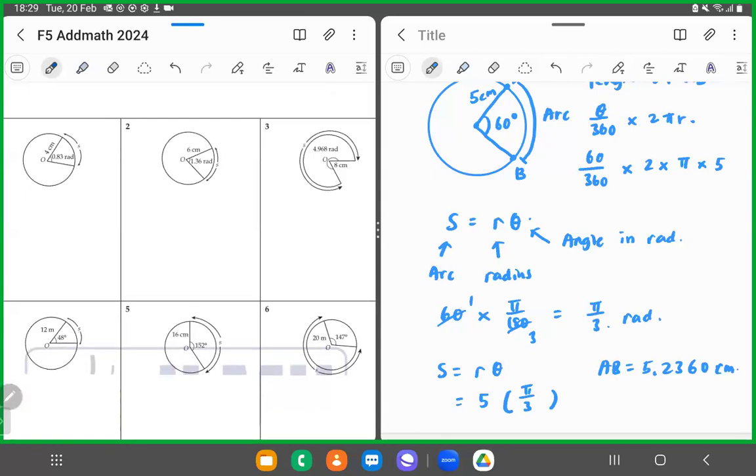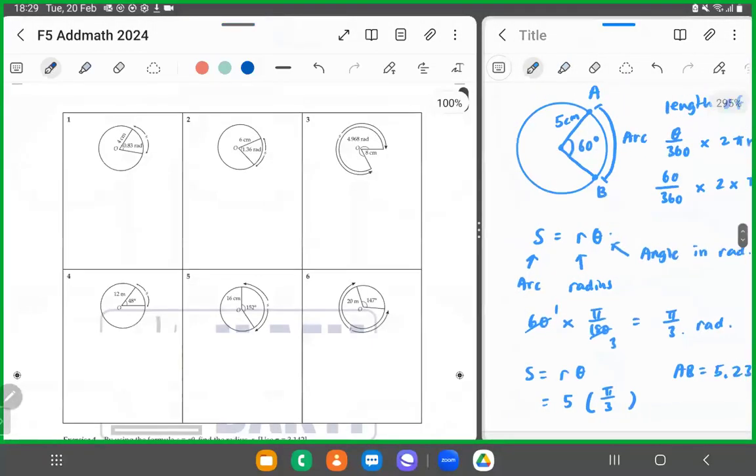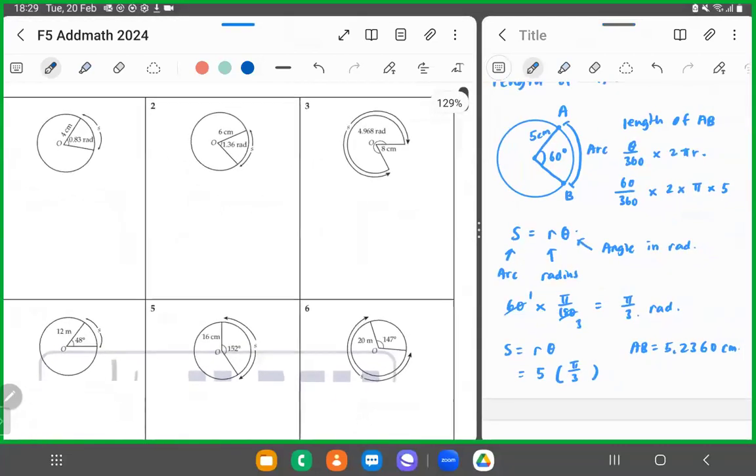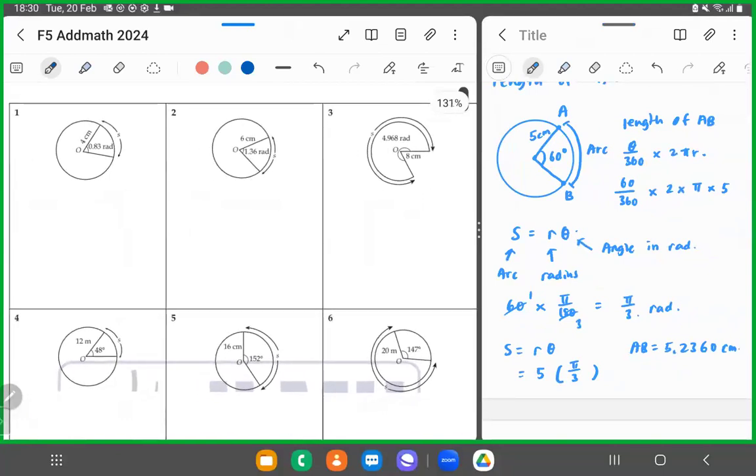Here got 6 questions. Can you try first for these 6 questions? Can you see or not? I make this one smaller and maintain this one here. Don't use the old method, use the new one, S equals r theta. Okay, try these 6 questions. We take like 5 minutes here.